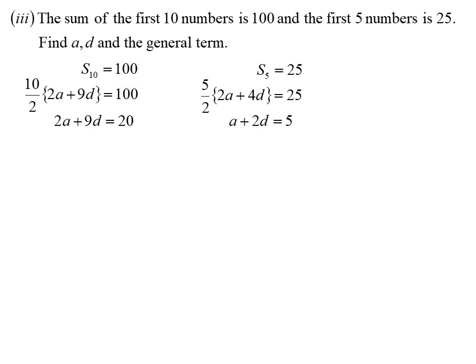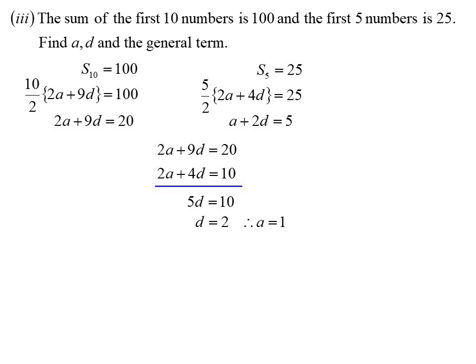We've got simultaneous equations. I've got to find a, I've got to find d. Well, let's make the second one 2a plus 4d, so I can cancel the a's. We get 5d is 10. There's our common difference. Sub back in: the first term must have been 1. We still got to find the general term though. So a plus (n minus 1)d gives me 1 plus (n minus 1) times 2. Playing around with that one, 2n minus 1. There's the formula for this particular pattern.